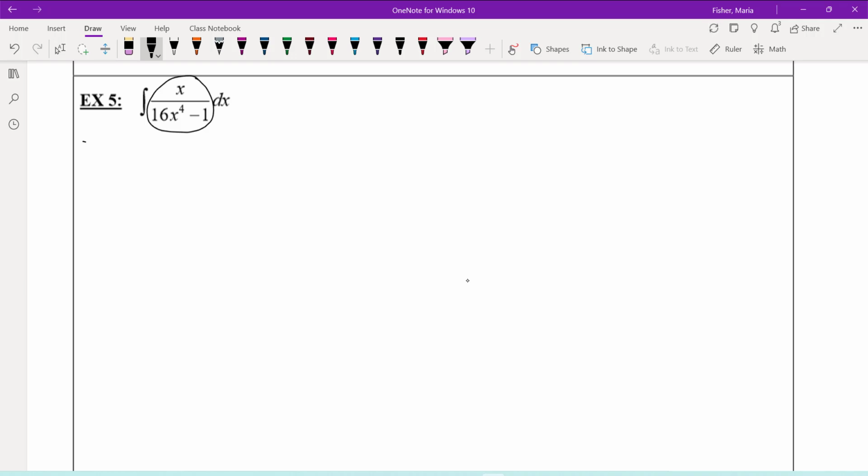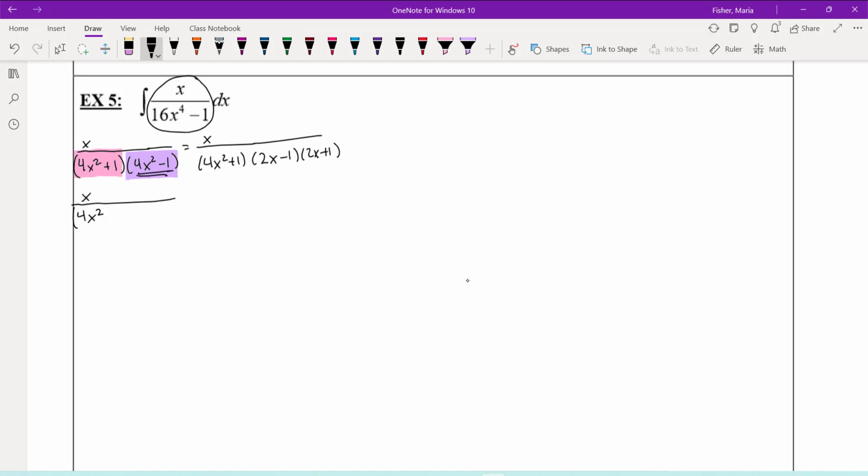If I were to factor that denominator, that would factor as 4x squared plus 1 times 4x squared minus 1, because it's the difference of squares. Well, this guy here is prime, but this guy here I can continue to factor, so in the end this is going to be x over 4x squared plus 1 times, and this guy here factors as 2x minus 1 times 2x plus 1. So now I'm going to set up my partial fraction decomposition.